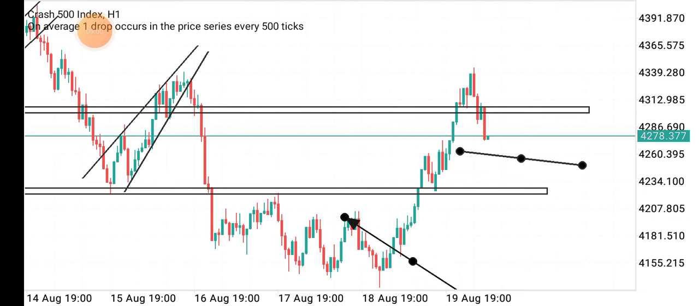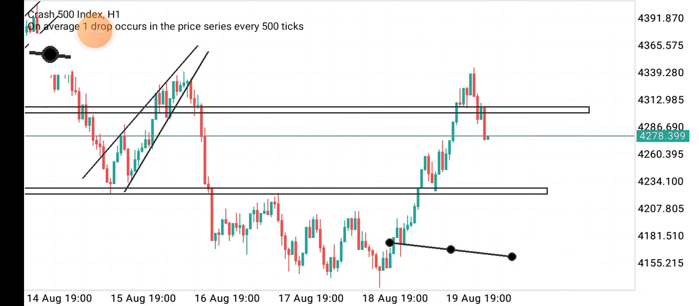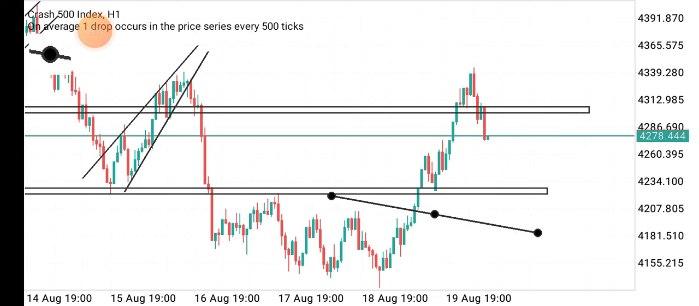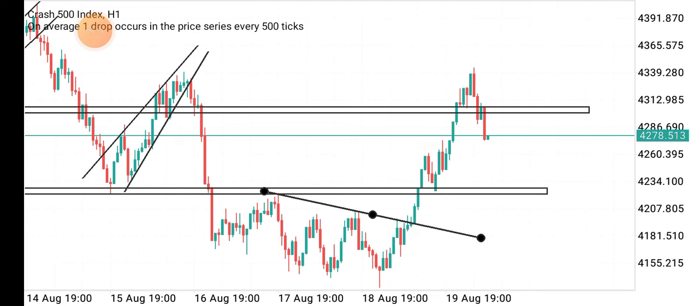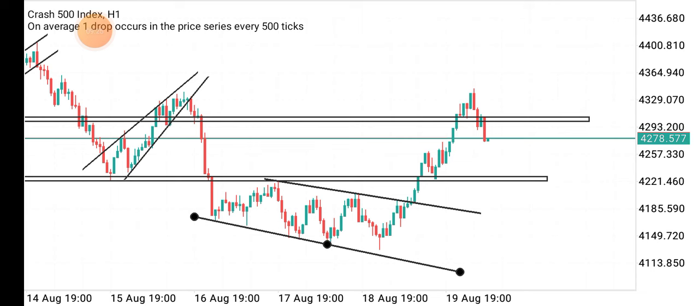All right, so yesterday while I was in a class with one of my students, I noticed this setup here. Although what happened before then was that I saw this. Let me just mark this one first. This is an impulsive correction. I saw this impulsive correction.